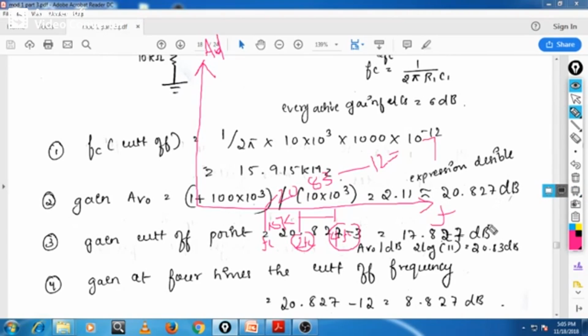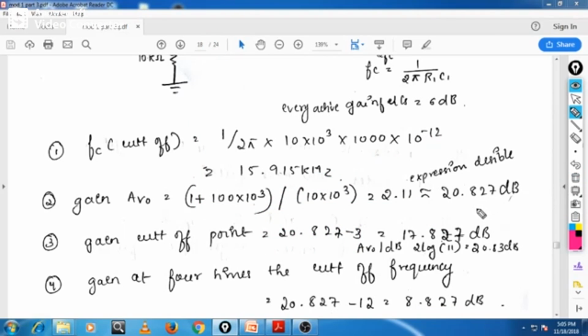So what is the value we got here? 8.827. So in this way we will solve this problem. So dear students, with this we have completed active filters. The next session is about the relaxation oscillator, an application of the operational amplifier, and how the operational amplifier can be used as a relaxation oscillator.